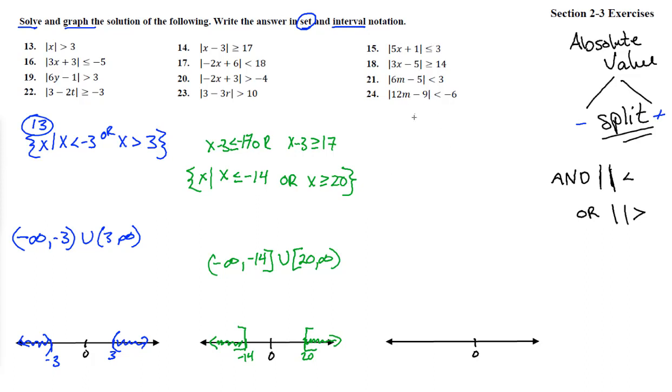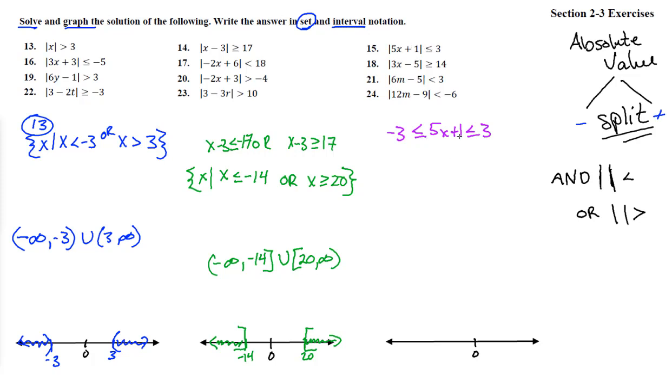Number 15. This is a less than, so this is going to be 5x plus 1 less than or equal to 3 and greater than or equal to negative 3. Notice we just flipped the sign around. Even though it looks like it's the same direction, 5x plus 1 is now on the other side of it to get the negative 3, and it is less than, so this is an and statement.